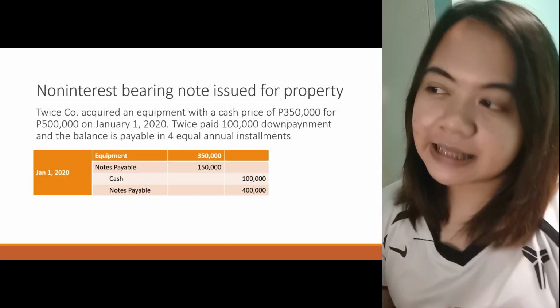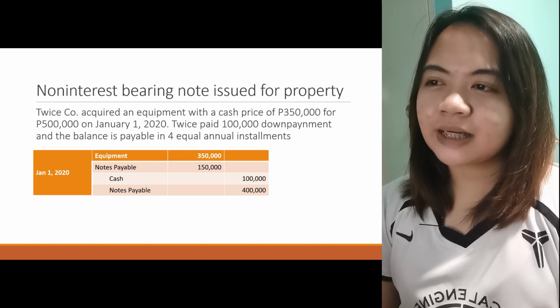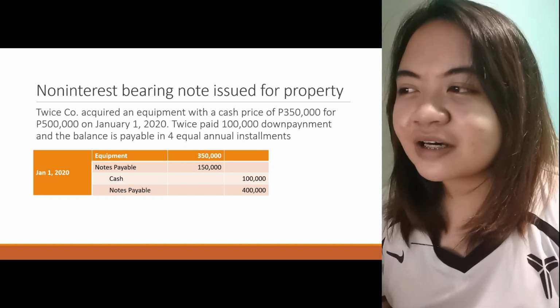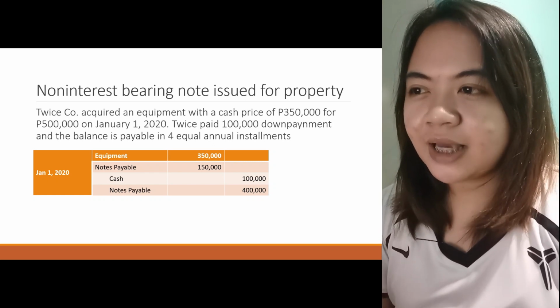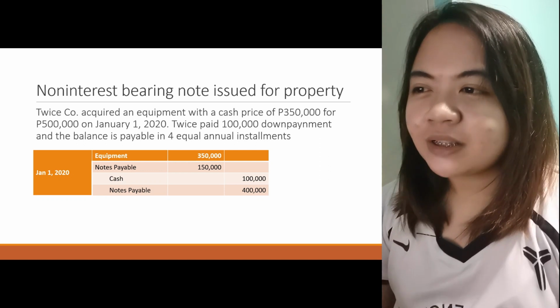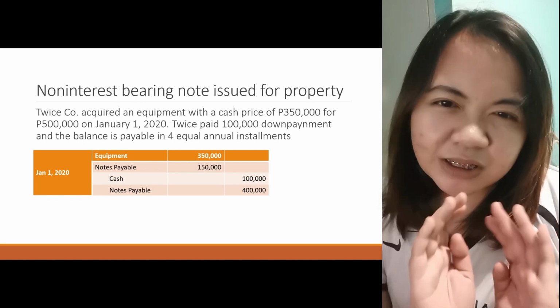Next. So, we have an example. Twice co-acquired an equipment with a cash price of 350,000 for a 500,000 on January 1, 2020. Twice paid 100,000 down payment and the balance is payable in 4 equal annual installments. So, ganito kasi yung nangyayari.